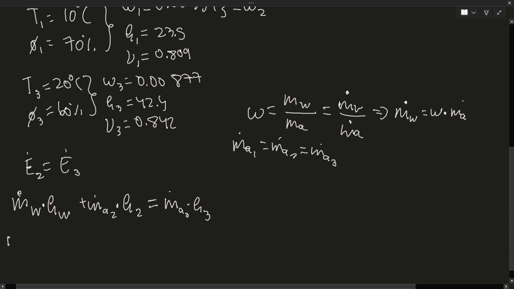So, we're going to consider over here, Mw is equal to Ma. I'm just going to write Ma because it's the same. Ma times omega times enthalpy plus Ma times H2 equals Ma times H3. We're going to divide Ma out everywhere.